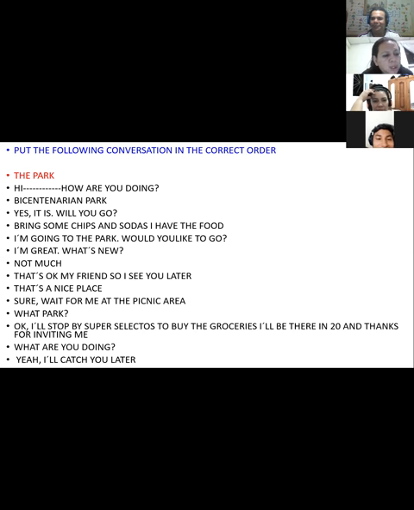Not much. What are you doing? I'm going to the park. Would you like to go? What park? Bicentennial Park. That's a nice place. Yes, it is. Will you go? Sure. But meet me at the picnic area. Bring some chips and sodas. I have the food. Okay. I'll stop by Super Selecto to buy the groceries. I'll be there at 20. Thanks for inviting me. Okay, my friend. So I see you later. Yeah, I'll catch you later. Perfect. All right, that's good.